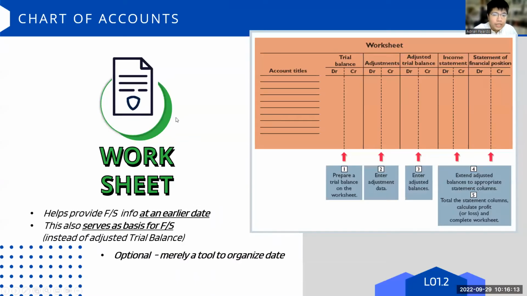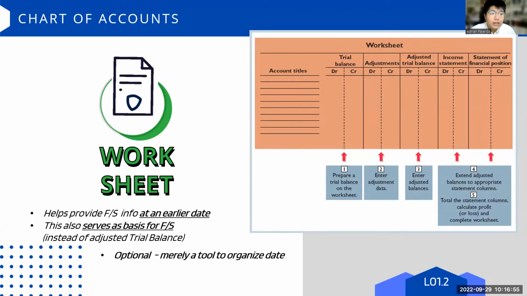So in essence, a worksheet helps provide your financial statement information at an earlier date. So in a sense, your worksheet looks like a working paper or working draft that eventually, once you complete your worksheet, you can actually create your financial statement. So this also serves as your basis for your financial statements, like what I mentioned, instead of the adjusted trial balance. However, I want everyone to note that the worksheet actually is merely a tool to organize our data at an earlier date, right? So it's an optional tool.